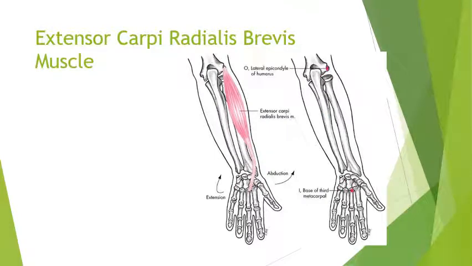Extensor Carpi Radialis Brevis muscle. Again, lateral epicondyle of the humerus. So you're seeing that, again, lateral side. Now there's no other origin on the forearm like the Extensor Carpi Ulnaris. This is just on the lateral epicondyle of the humerus. It inserts on the base of the third metacarpal and does extension and abduction, or radial deviation, of the wrist.